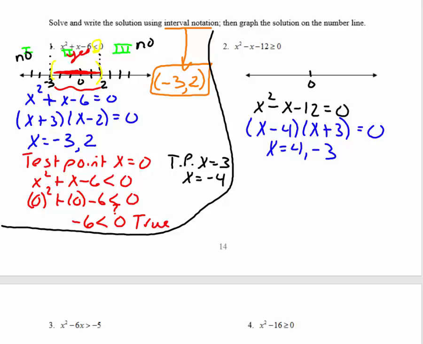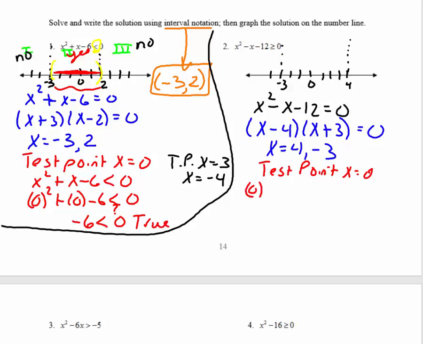So again, here's my 0. 1, 2, 3, 4, there's 4. 1, 2, 3, 4, there's negative 3. I'll put a line down at negative 3 and a line down at 4. So I'll still do a test point of x equaling 0. 0 is in the middle, so if 0 works, then I'll shade in the middle. If it doesn't, then I'll do test points on the outside to see if they work on the outside instead.